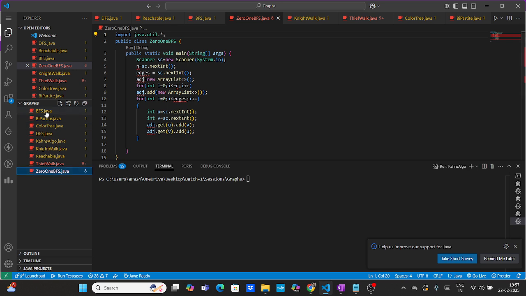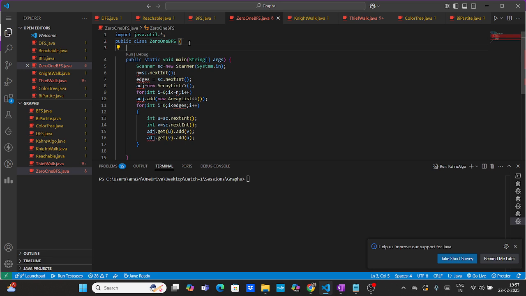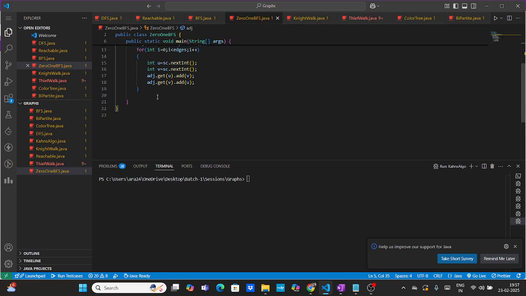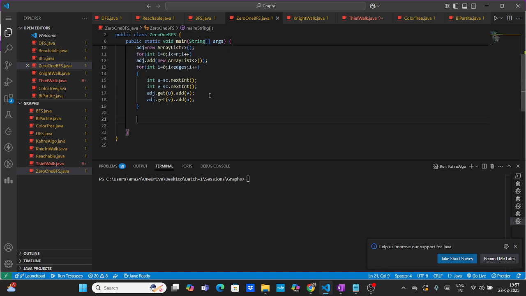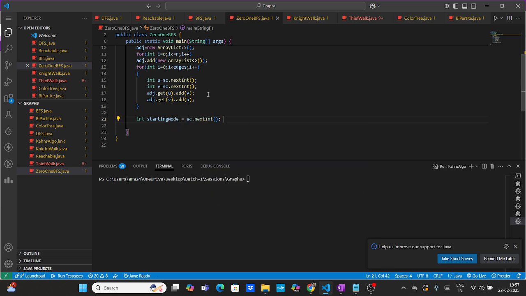Okay, let's take this information. Okay, so you remember what we need to do? We need to start from a starting node, right? So which node will we take as the starting node to start from?